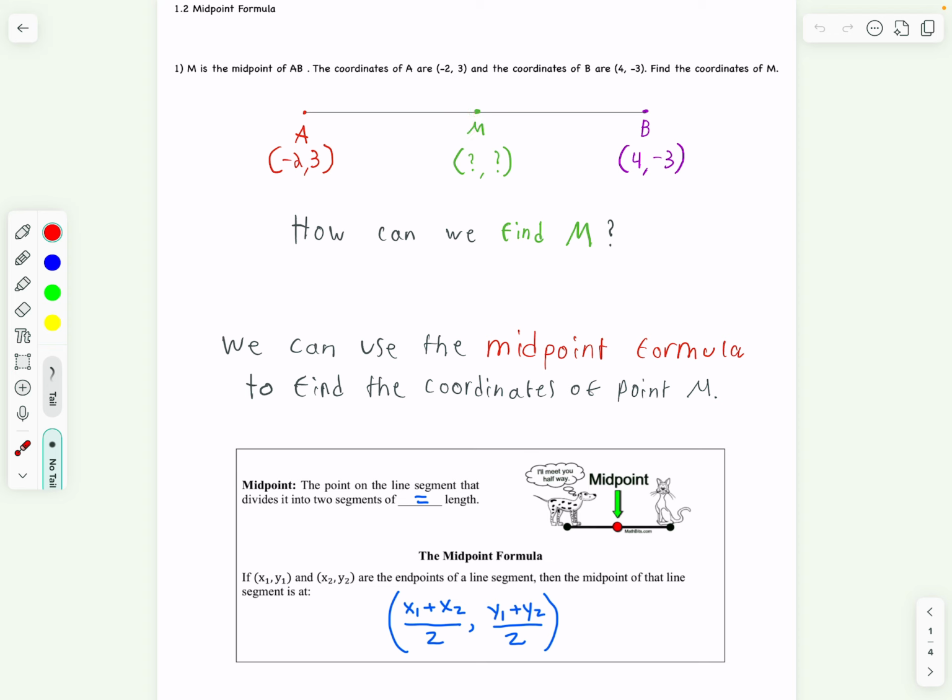So the midpoint formula is x1 plus x2 divided by 2 for coordinate 1, and then for coordinate 2, it's y1 plus y2 divided by 2. So following this formula, you'll be able to find these points.